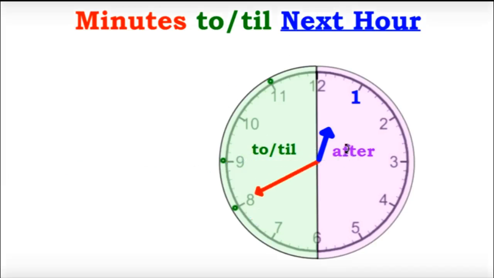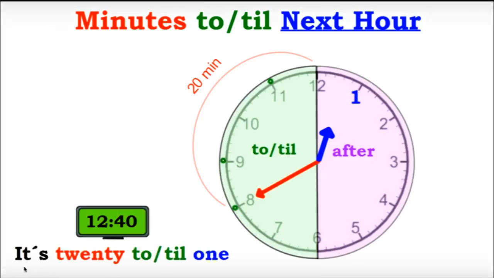Okay, the last time. What time is it? Well, now it's 20 minutes. 5, 10, 15, 20 minutes to the next hour, 1 o'clock. So we can say it's 20 to 1, or it's 20 till 1. Again, the minutes to the next hour. It's 20 to 1. It's 20 till 1. Very good.